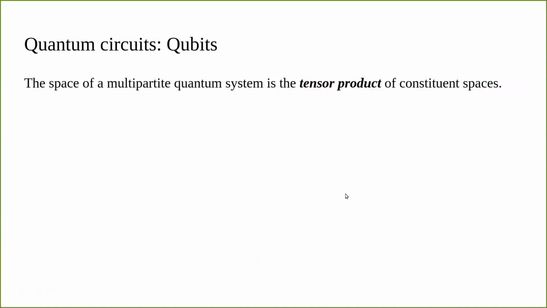So that's one qubit. What about if we have multiple of them? The way these combine, the space of a multipartite quantum system is by the tensor product. So you take the tensor product of all the constituent spaces. I won't formally define the tensor product, but here's an example at least.